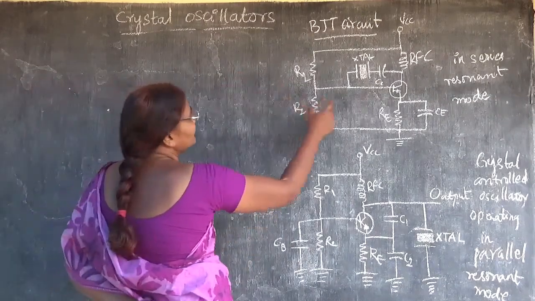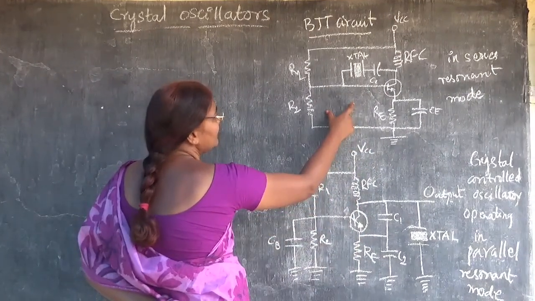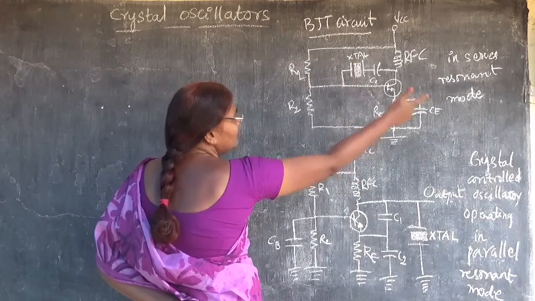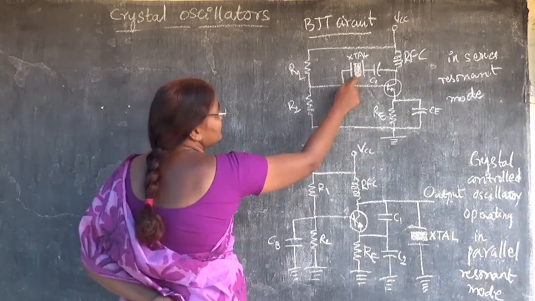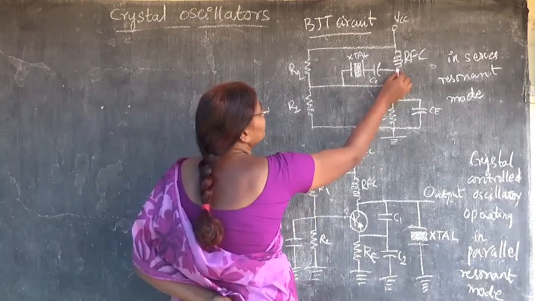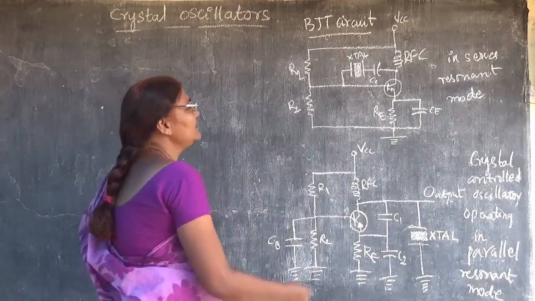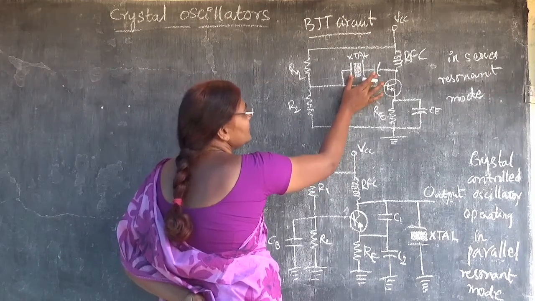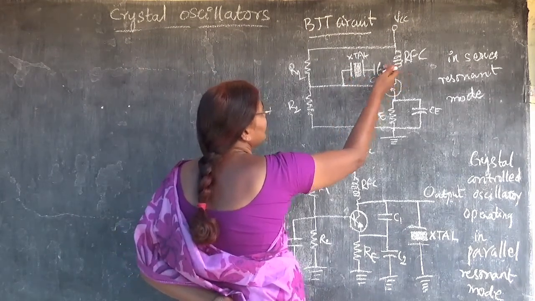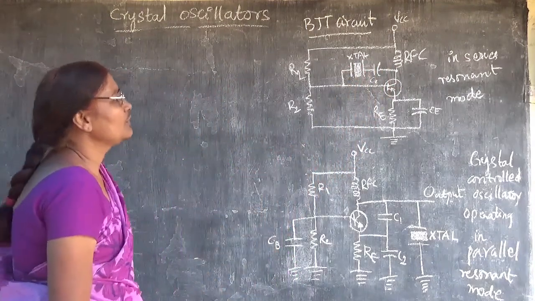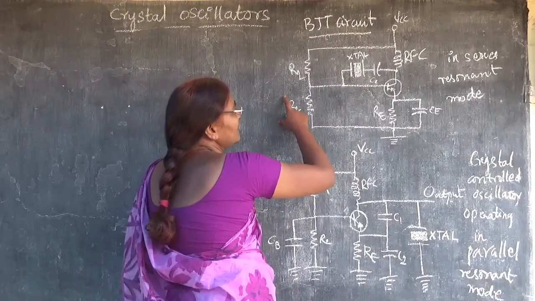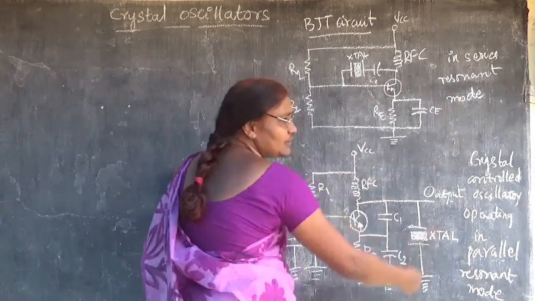So here, these are the circuits which use the crystal as the resonant element, and which will produce the oscillations. So this crystal is used in series with the collector to base circuit. If this is used in series, then its impedance will be very less, so large current will flow from output to the input. So this circuit utilizes the crystal in the series resonant mode, and it will produce some frequency.